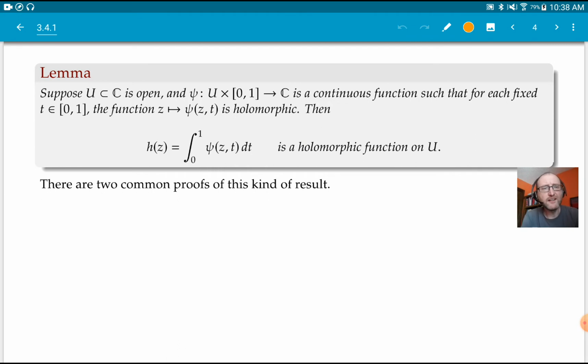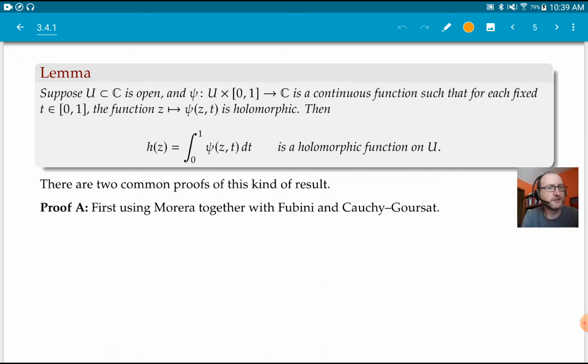There are two kinds of proofs of this sort of result, when you want to show that something is holomorphic. One way is to use Morera, and the other way is to use the Cauchy-Riemann equations. So let's first do the Morera version, let's prove this using Morera's theorem. There's going to be some exchange of limits involved, and the exchange of limits that we're using is Fubini. And then we're going to use Cauchy's theorem.